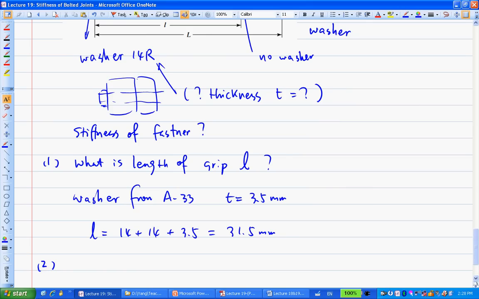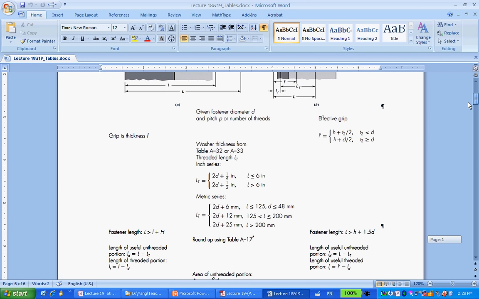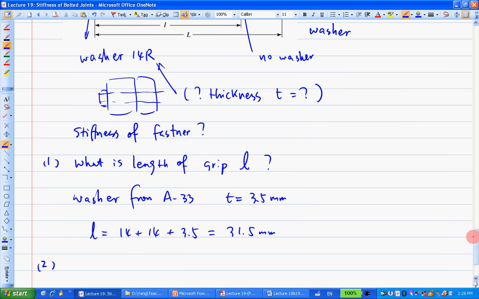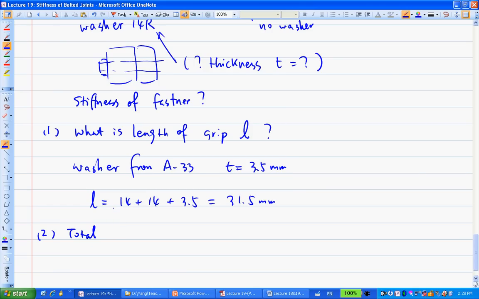Now we have the grip, so go to table A-7, basically the first table here. We're going through this table to figure out the values LD and LT. So this is what we use: LD equal to L minus LT, and LT equal to small l minus LD. What we need to know is the capital L and capital LT so that we can calculate LD. So let's figure out capital LT first. Capital LT is the total length, not the total length. What is capital LT? Let's go to the diagram here.